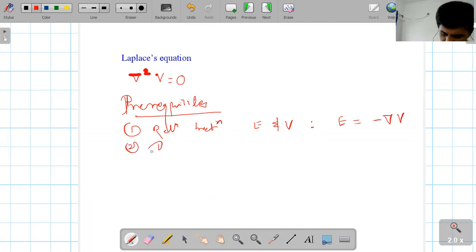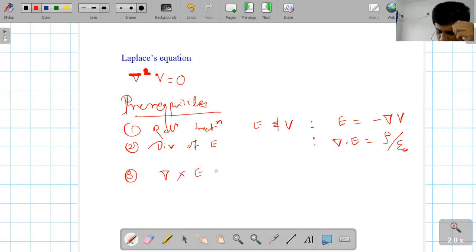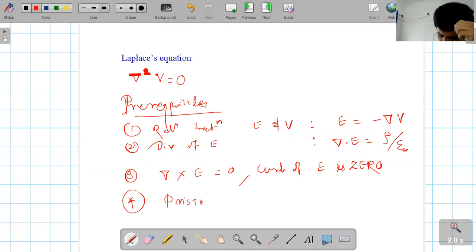Then second, you should know the divergence of E. What is the divergence of E? Divergence of E equal to rho upon epsilon 0. And third, you should note that curl of E is equal to 0. Curl of E is 0. And you should know Poisson's equation. Dear student, what is the Poisson's equation? Anyone? Del square V is equal to minus rho upon epsilon 0.